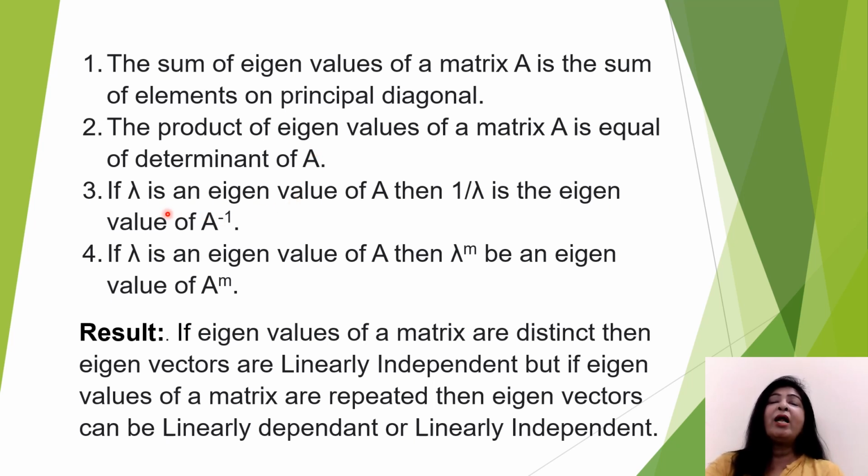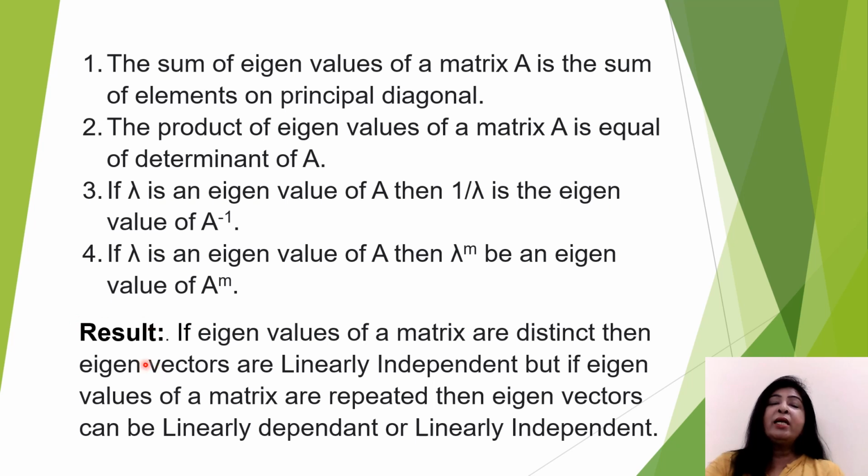Next, if lambda is an eigenvalue of A, then 1 by lambda is an eigenvalue of A inverse. Next property: if lambda is an eigenvalue of A, then lambda raised to power m is an eigenvalue of A raised to power m.